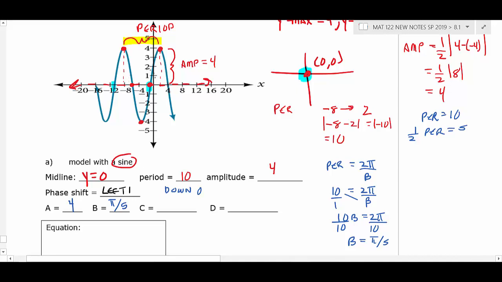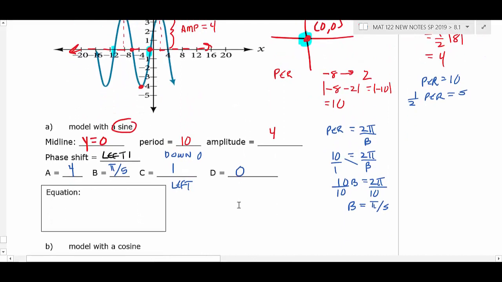And then c is the phase shift, so we're going left 1. So we're going to have a left 1 phase shift. And then d is 0. Okay, then we're ready to essentially just put this whole thing together. Hardest thing to me on this one, let's see, is that phase shift and how that's only 1, it's not 2. You can tell visually that's right.